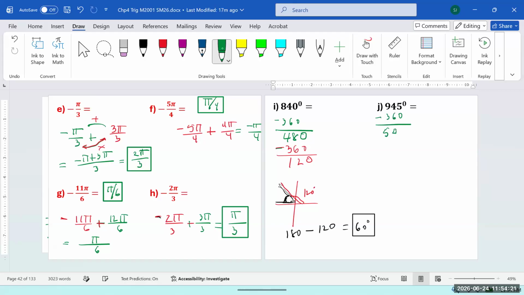545. 585. Then we need to do one more time. 225. Do you stop here or do you keep subtracting? Or you stop because it's less than 360. So 225, it lies on which quadrant? Third quadrant. So here. So what is our reference angle? We subtract 180 from 225 and we get 45.